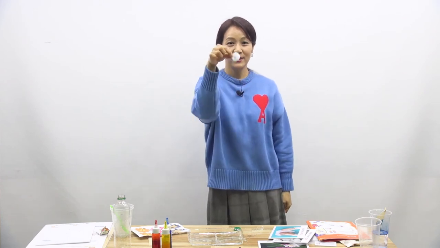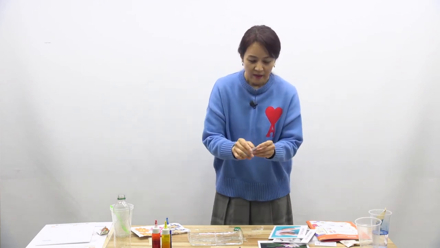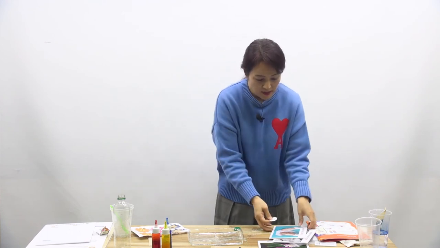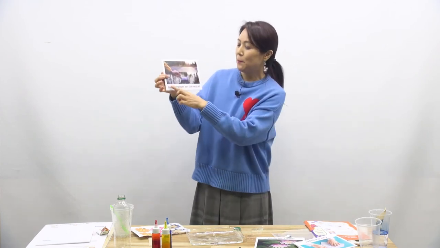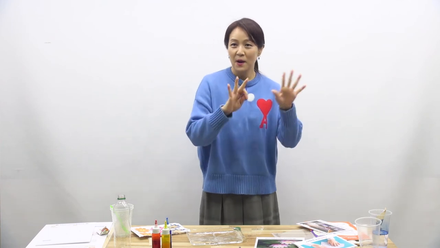Then now this is just a small circle. You can see it, small circle. And fold the paper, and then we can see it. Last one is, so, small circle, right? And then, next one is, put the paper on the water.